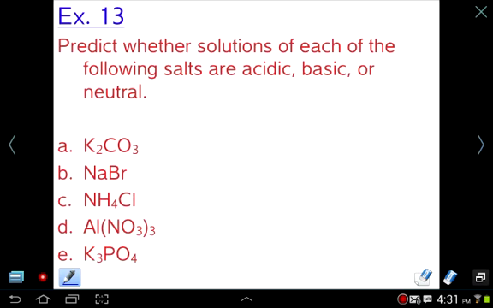So why don't we try a little example to solidify this understanding. Here it says predict whether the solutions of each of the following salts are acidic, basic, or neutral. So if you take a look at potassium carbonate, the way to think about this is think of the two parts of the salt, in this case potassium plus and carbonate 2-, and think where they might have come from. Well, potassium plus is the leftover of potassium hydroxide, and we know that potassium hydroxide is a strong base.